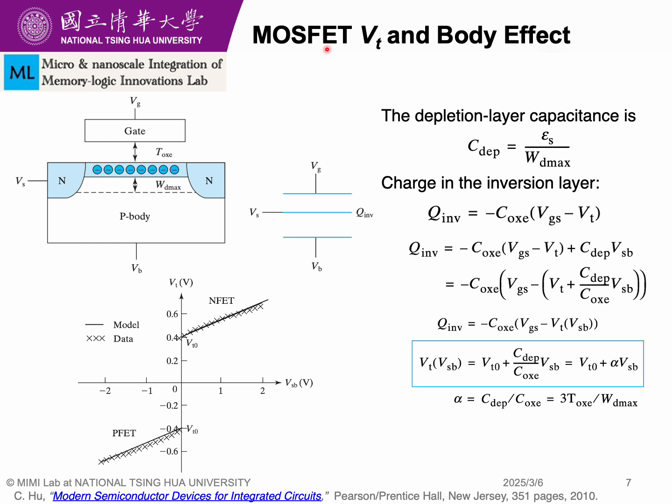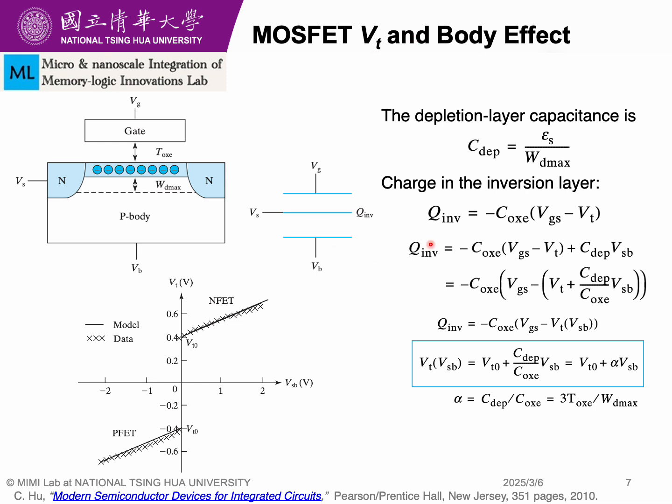The depletion layer capacitance is given by C depletion, and now the voltage difference between the source and body, that is VSB, induces a charge in the inversion layer, and this affects the overall charge required to turn on the MOSFET, and hence that affects the VT.